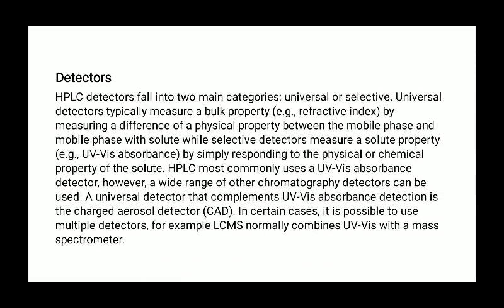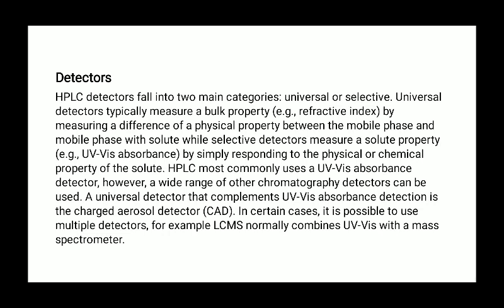Detectors used in HPLC fall into two main categories: universal or selective. Universal detectors typically measure a bulk property, for example refractive index, by measuring a difference of physical property between the mobile phase and the mobile phase with solute, while selective detectors measure a solute property, for example ultraviolet-visible absorbance, by simply responding to the physical or chemical property of the solute.